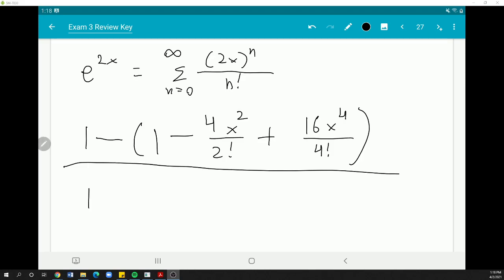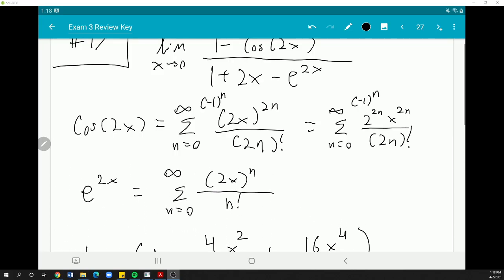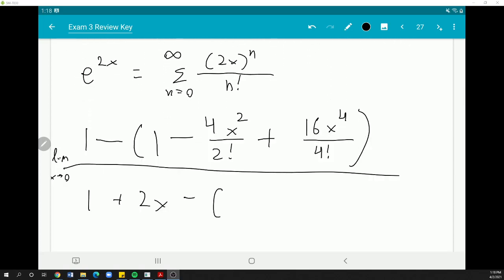So then we have 1 plus 2x. Also, there's a limit here. x goes to 0. And then minus, let's plug in the first term. I plug in 0, n equals 0. This goes to 1. So I get 1. Plug in 1 for n. And I just get plus 2x, because it's 2x to the first over 1 factorial. And now plus, plug in 2. So that's 2x squared, which is 4x squared divided by 2 factorial. Hey, that looks familiar.